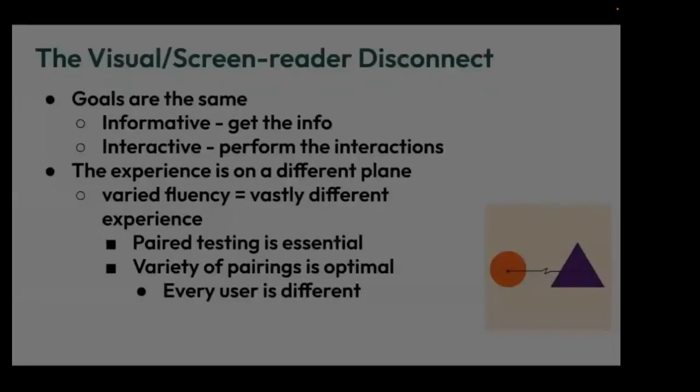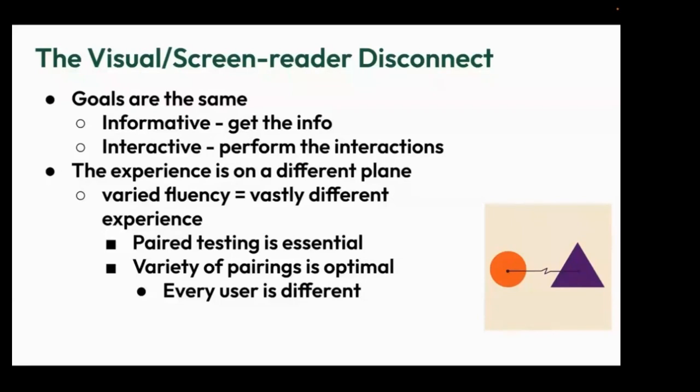At the end of the day, screen reader users and visual users may have different paths, but they have the same goals. Both groups of users want to get information and perform interactions successfully. So I would say that the experience happens on a different plane. One is visual, one is auditory, but both are valid and important. So it's important to point out that varied fluency equals vastly different experiences, even for screen reader users.